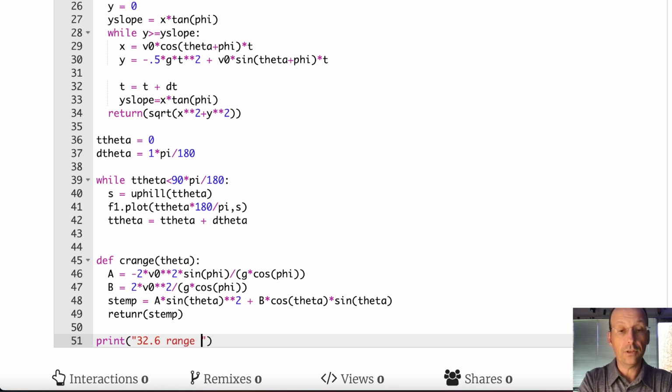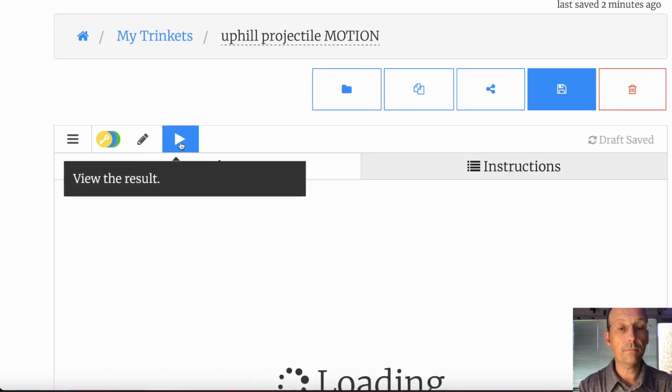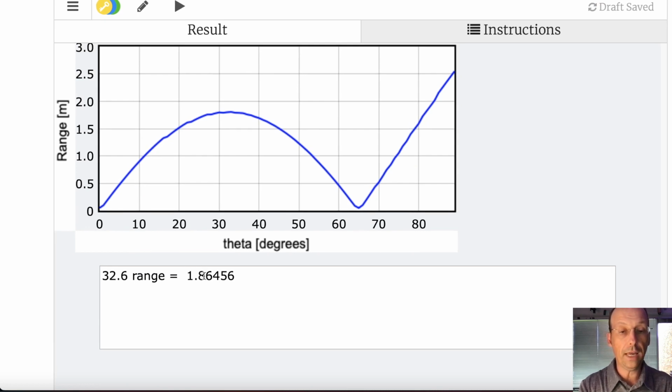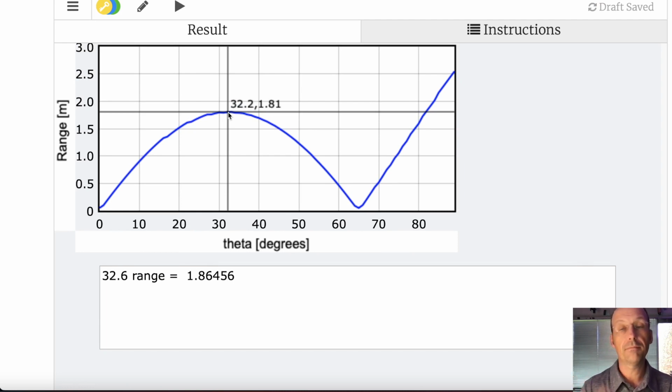Okay, and then I'm going to say print 32.6 range equals return C range 32.6 times pi divided by 180. Typo problems today. Let's just see what happens. Okay, so I get a range of 1.86 and 1.8. Oh, I have 32.2. Okay, so I think it's close enough. That tells me that the equation that I wrote probably is legitimate.